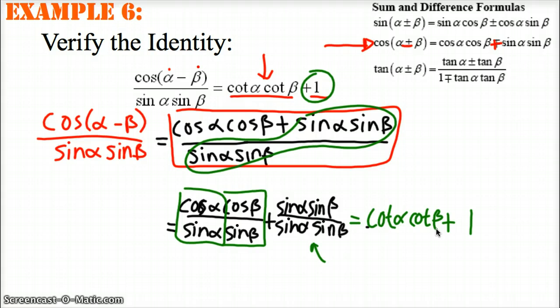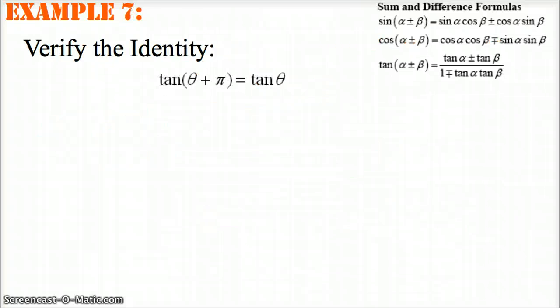Let's take a look at another example. This one deals with verifying the identity of alpha plus pi. Tangent of theta plus pi equals tangent of theta. So I'm going to start with using my sum and difference formula because that may or may not help me, but at least it separates it, because apparently I need just tangent of theta at the end. So I'm going to use the sum formula, which involves adding on the top and subtracting on the bottom.